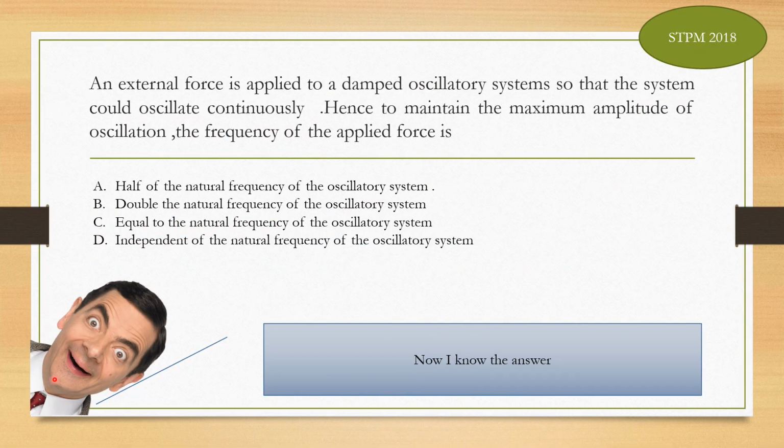After knowing the concept, let's go back to the question. An external force is applied to a damped oscillatory system so that the system could oscillate continuously. Hence, to maintain the maximum amplitude of oscillation, the frequency of the applied force must be equal to the natural frequency of the oscillatory system. So the answer will be C.